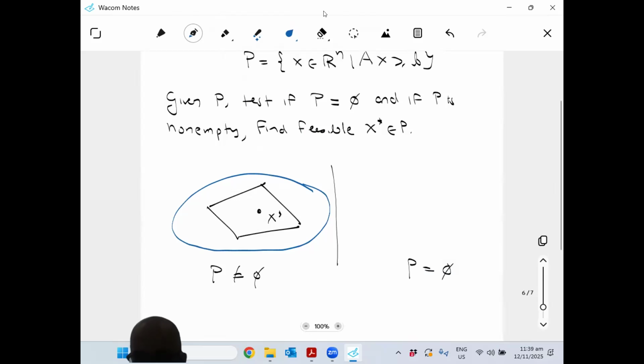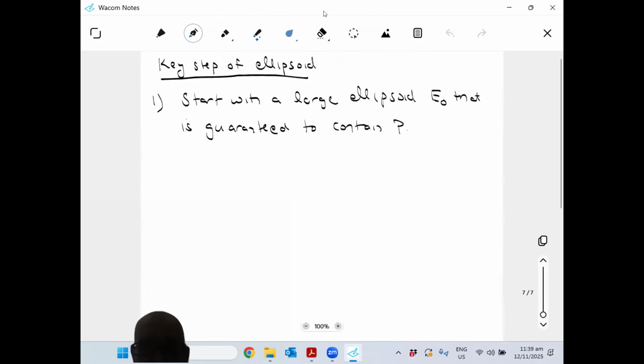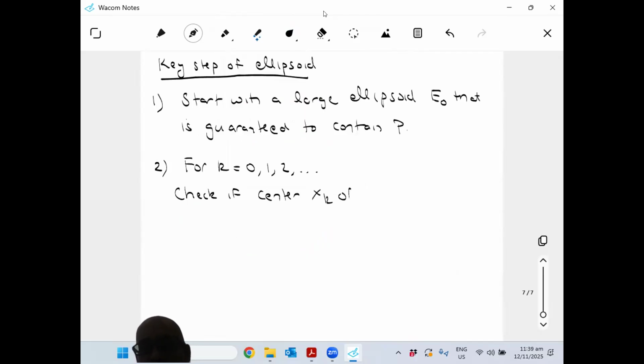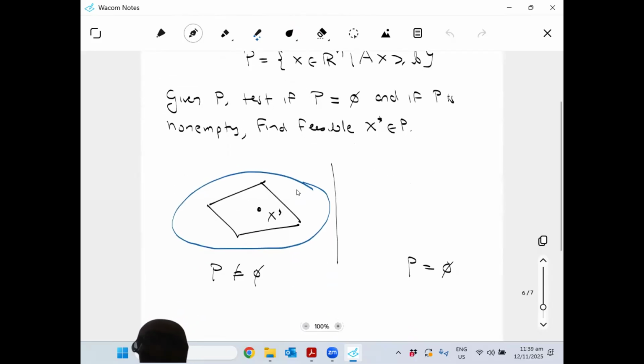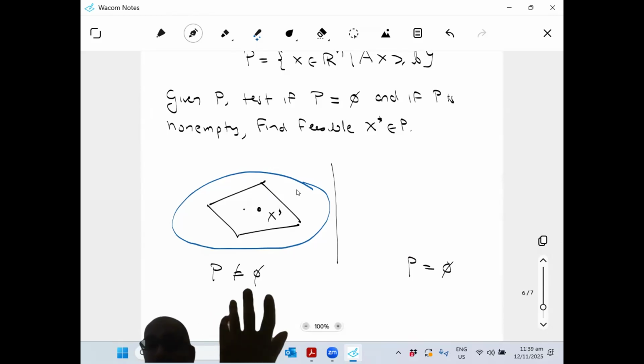Next, it goes through an iterative process. For k equal to 0, 1, 2, and so on till you terminate, check if the center xk of ellipsoid Ek lies in P. Every ellipsoid is defined by a center. So for example, in this case, I've got a perfectly good ellipsoid. The center lies in this set. But it may not be the case, right?